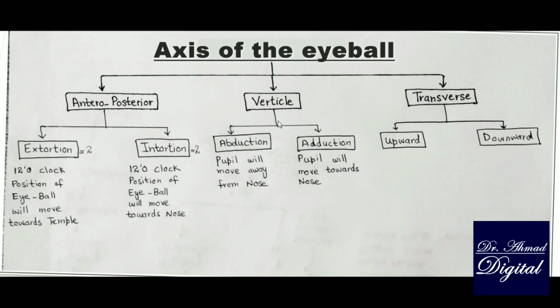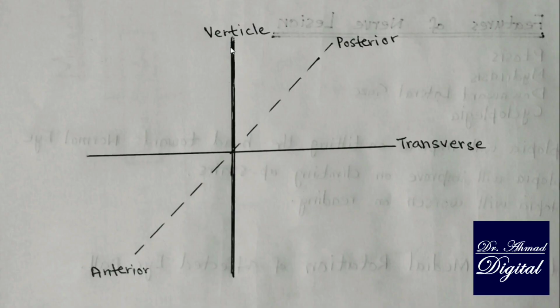The second axis is the vertical axis, and on the vertical axis we can have 2 types of rotations. One is abduction and the second one is adduction. Adduction is the movement towards the midline of the body, and abduction is movement away from the midline of the body. In these rotations of the eyeball, we will consider abduction as the pupil moving away from the nose, and in adduction the pupil will move towards the nose, because we can consider the nose as the midline of the body as well. So this is the axis which we are discussing, vertical, the y-axis.